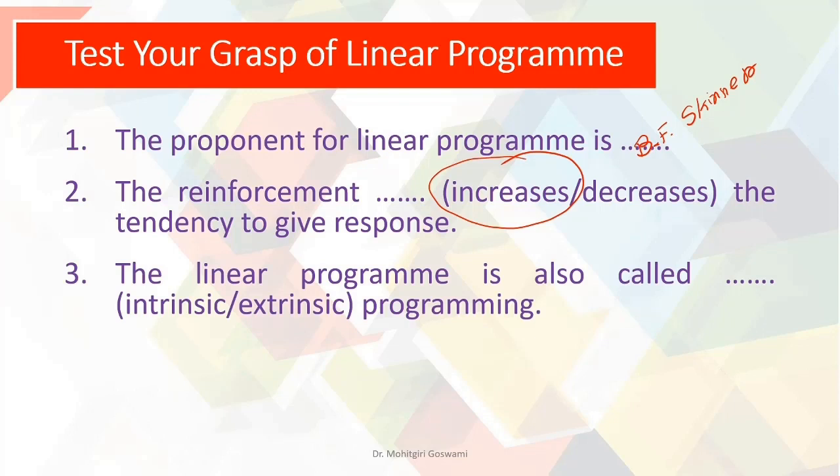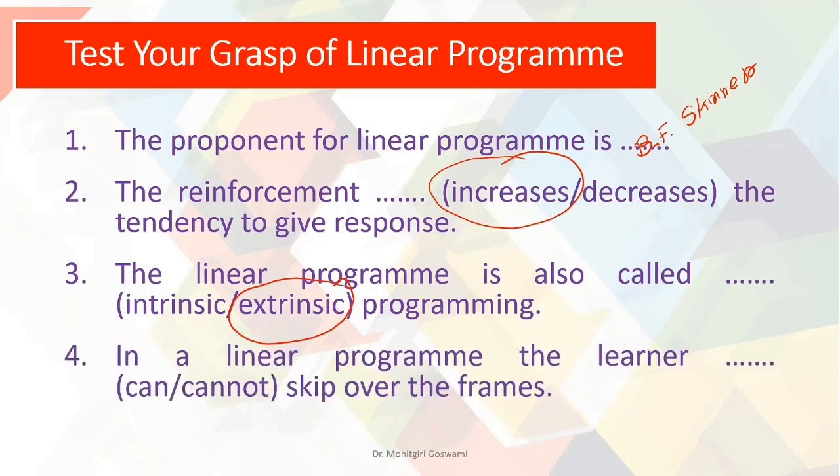The linear program is also called blank programming. Yes, it is also called as extrinsic programming. The second name of the linear program is extrinsic program. In a linear program, the learner blank skip over the frames. Yes, the learner cannot skip over the frames in linear programming. Every learner must go through each of the frames. They cannot skip any single frame.